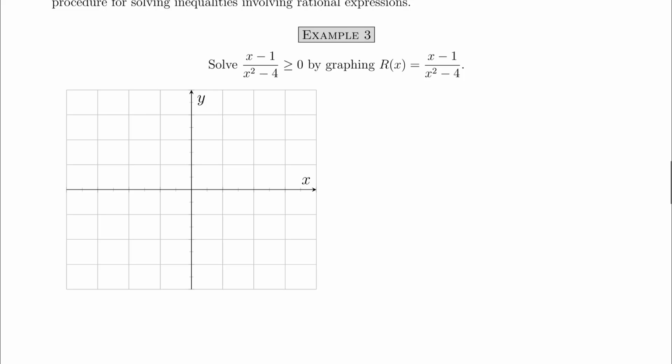We can see from the denominator, x squared minus 4, that x cannot be negative 2 or positive 2, so we have vertical asymptotes at negative 2 and positive 2, because either one of those values would make the denominator 0, which would make the function undefined. We can also see from the numerator that it has a 0 when x is equal to 1, so it has an x-intercept at x equals 1. We've looked at this graph before, so I'm just going to go ahead and sketch the graph out. This graph looks like this.